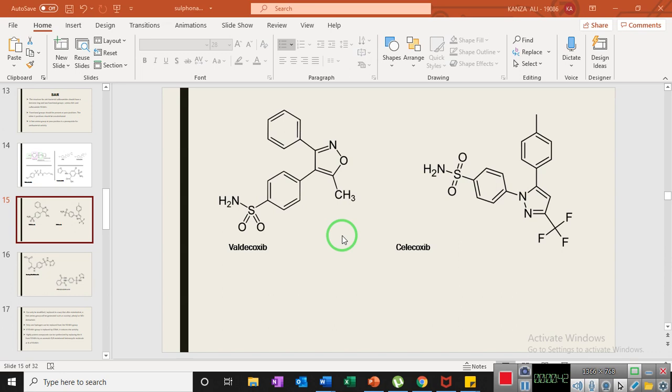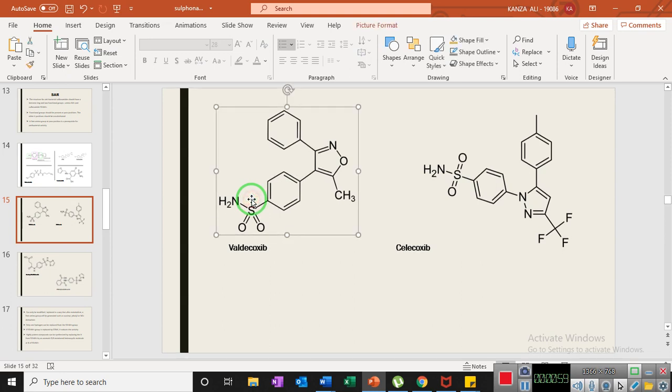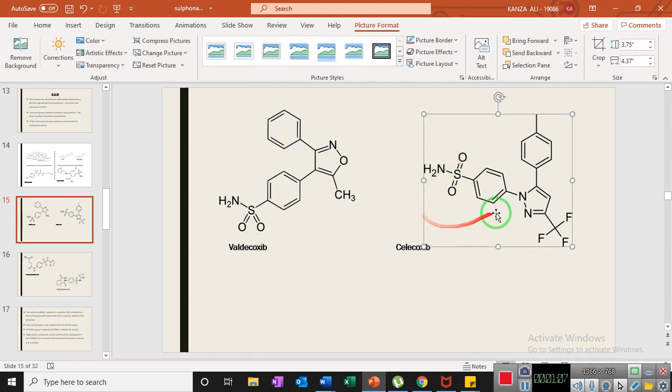In the last slide, these two structures were not discussed. These two structures, I just want to tell you that they have got the SO2NH2 group. SO2NH2 group.